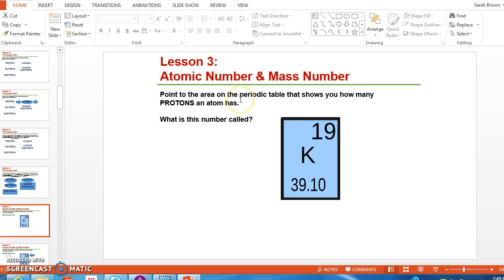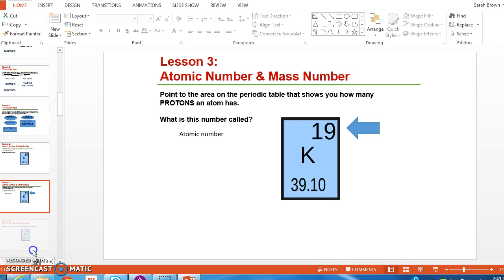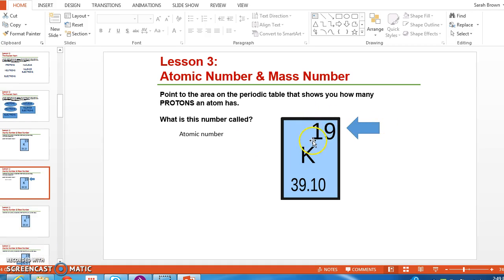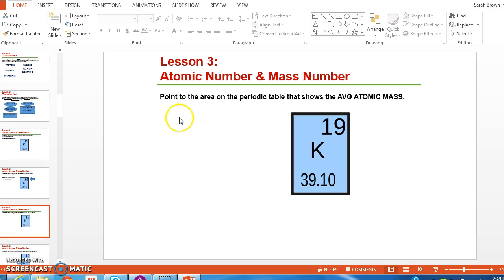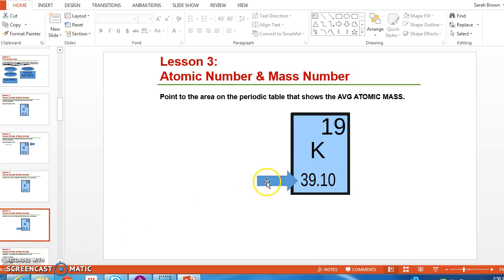So point to the area on the periodic table that shows you how many protons an atom has. What is this number called? The number of protons is listed in the top right corner. That's number 19. It's called the atomic number. Point to the area on the periodic table that shows the average atomic mass. That's the number down below, the 39.10. So average atomic mass is the number below, 39.10. It's always going to be the bigger number of the two.